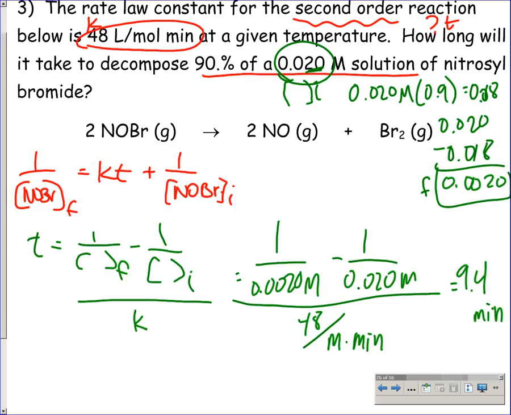Okay, so those ones with percents, sometimes you've got to read between the lines and figure out how you're supposed to interpret that to get the information you need, because you can only have one unknown variable. All right, so 3's done. 4 is a zero order reaction. I'll wait a second because I'm still writing.